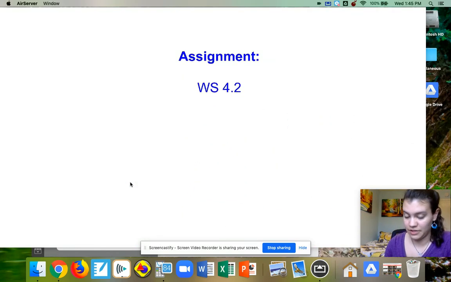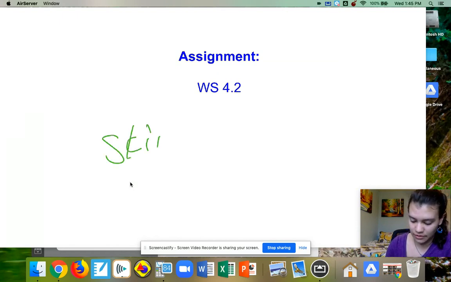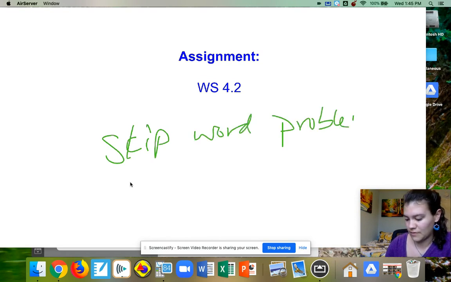All right, so your homework is worksheet 4.2. The optional is doing the word problems. If you're just doing regular assignment, skip the word problems. If you want to do the optional assignment, you can do the word problems.